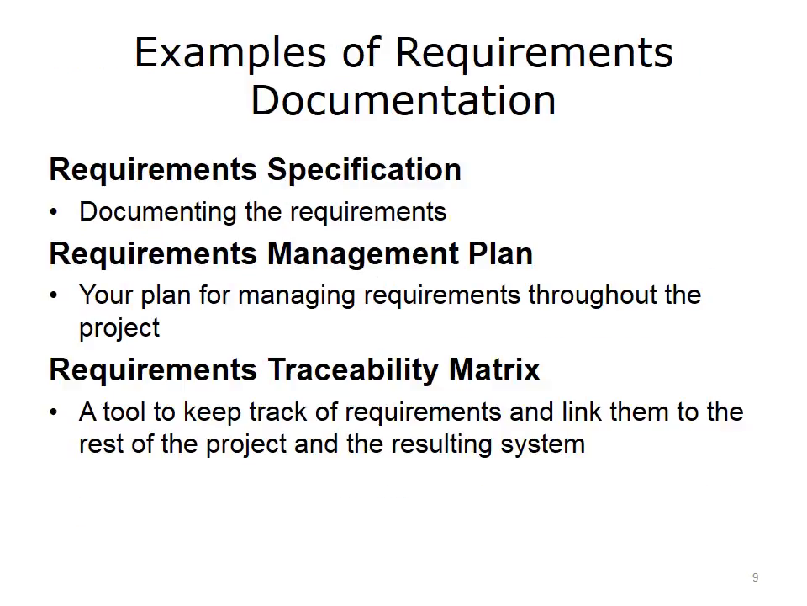In terms of requirements documentation, we will discuss 3 different documents. First, the requirements specification documents the requirements that you have elicited by engaging with stakeholders using prototypes and scenarios and conducting interviews. The second document is called a requirements management plan, which is your blueprint for managing requirements throughout the project. The third document is called the Requirements Traceability Matrix, and it keeps track of the requirements and links them to the rest of the system and to the rest of the project. We will look at each of these documents in turn.